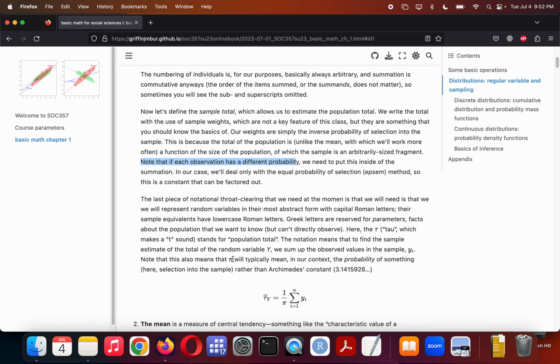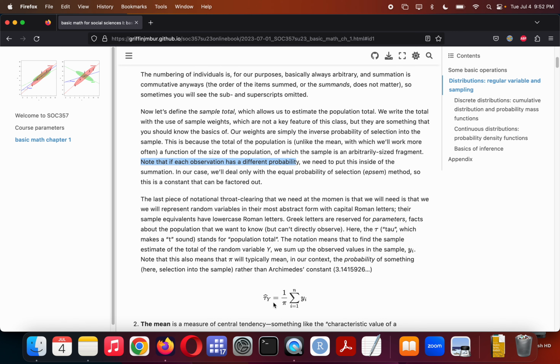So this here doesn't actually mean Archimedes' constant, 3.1415926, etc. It actually just means probability. So how would we read this notation here? What is this telling us? One more thing I meant to mention. These carets, or these hats, mean sample estimates.